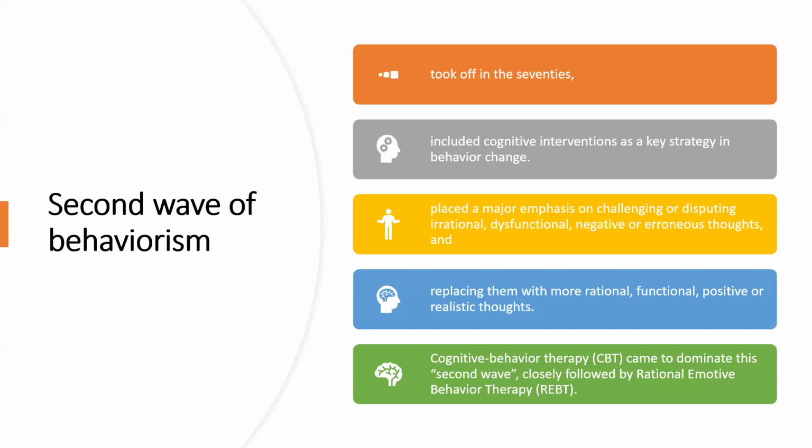The second wave of behaviorism took off in the 70s and included cognitive interventions as a key strategy in behavior change. It placed a major emphasis on challenging or disputing irrational, dysfunctional, negative, or erroneous thoughts and replacing them with more rational, functional, positive, or realistic thoughts. Cognitive behavior therapy came to dominate the second wave, closely followed by rational emotive behavior therapy.